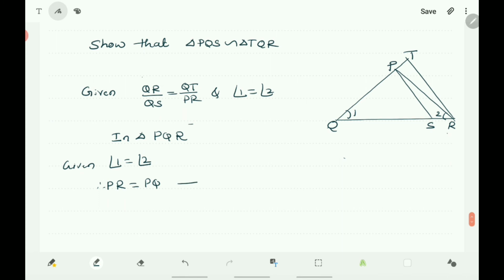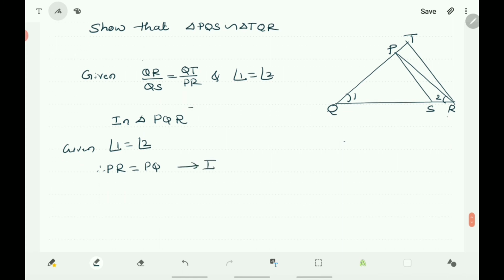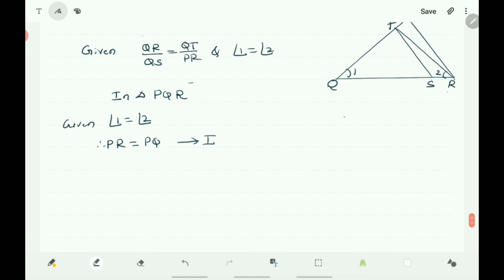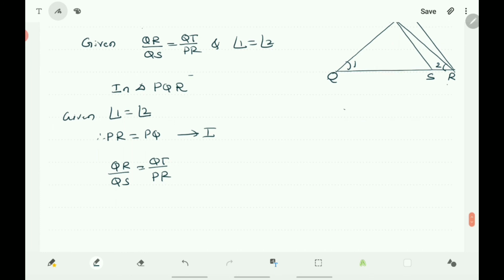Now you consider this first. And in the given ratio, what is given here? QR by QS is equal to QT by PR. In the place of PR, you write PQ.